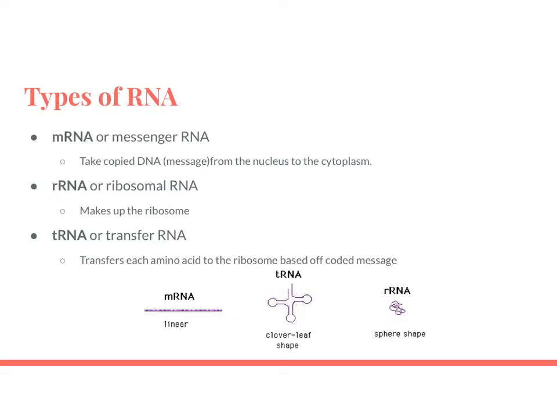rRNA is a little bit different. So this is called ribosomal RNA. So it makes up the ribosome. So anytime you see a ribosome inside of a cell, it's made up of rRNA. And then the last one is going to be transfer RNA, or tRNA. It literally transfers amino acids to the ribosome based off of a coded message. So oftentimes it looks like this little clover leaf. The one that we work with the most is going to be the mRNA. The rRNA makes up the ribosome, and the tRNA is going to bring in the amino acids.